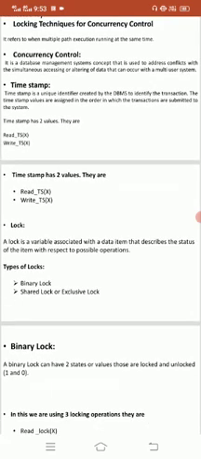So here, one option is there. What is a lock? A lock is a variable associated with a data item that describes the status of the item with respect to the possible operations that can be applied to it.